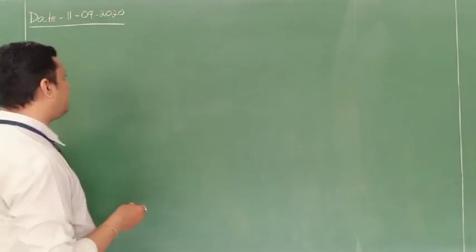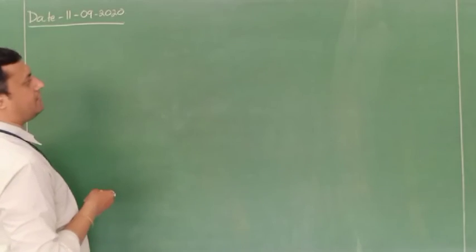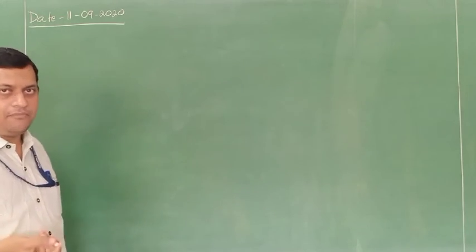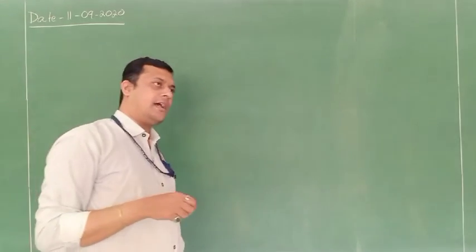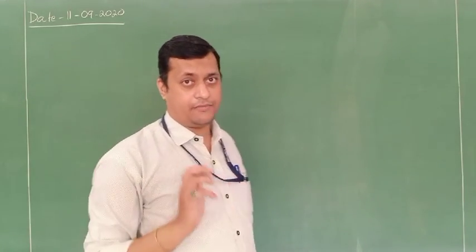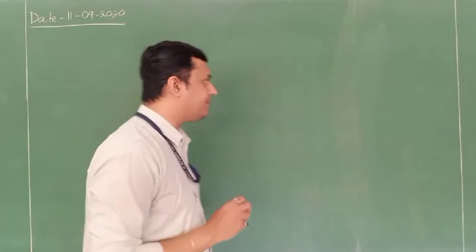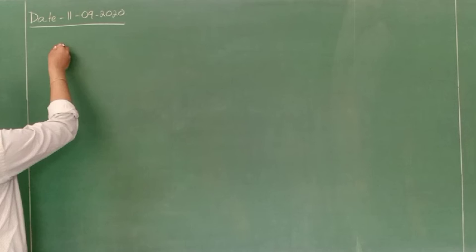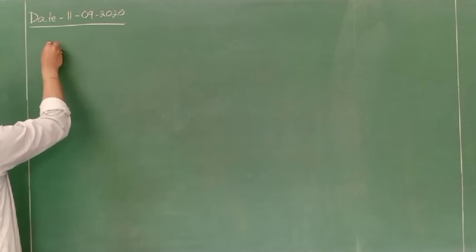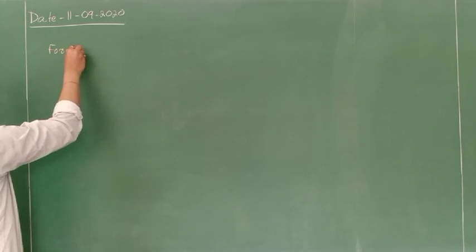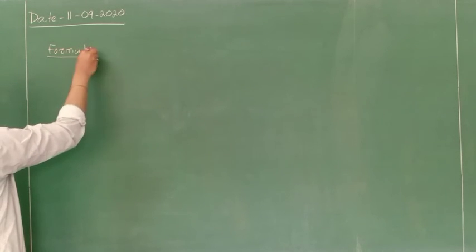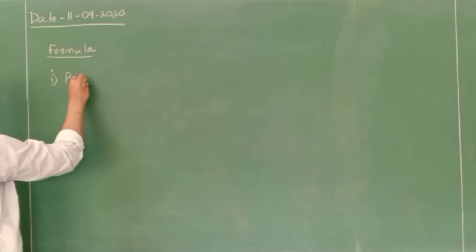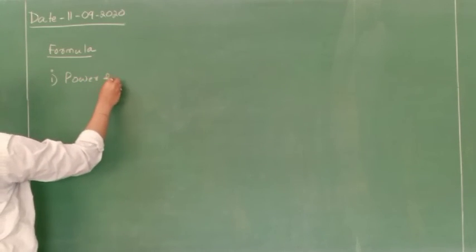Okay, so we'll start. Last class we formed a relationship between modulation index, carrier component, and transmitted power, as well as the current relationship also we have identified. Two relations I will write, just like a formula. First formula is the power relation.